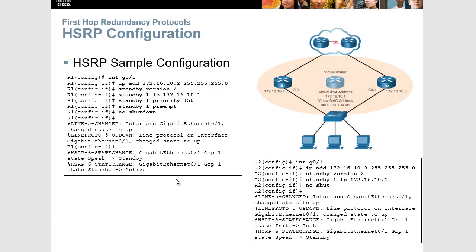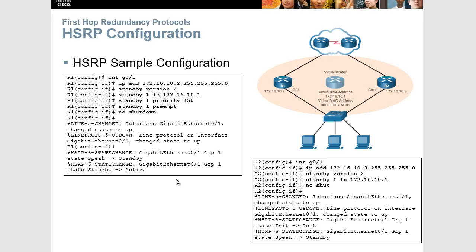Okay. Standby version 2 is going to take you to our HSRP version 2. You go standby 1, that's going to be your group number. Standby 1 IP, that's setting up the virtual IP address 172.16.10.1. Okay, that's what you would set up as the default gateway on your host devices. You're setting the priority there to a higher priority, and you're forcing the election for that group by doing your standby 1 preempt and a no shutdown to bring up the interface.